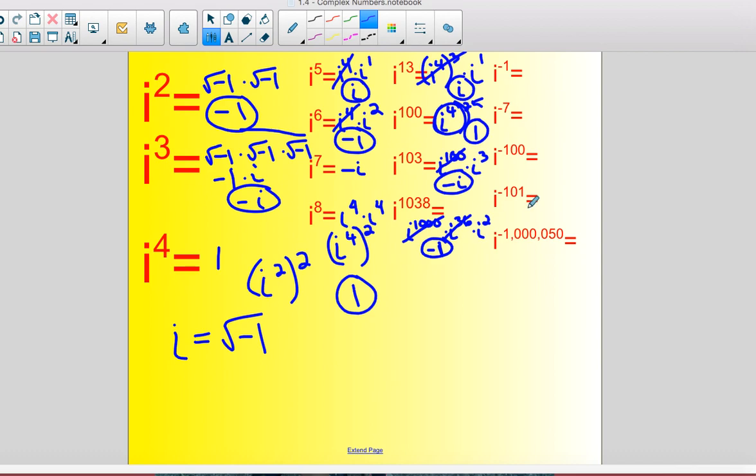Now with negative numbers, we do the same game, but with negatives, you kind of get thrown off. You still try and pick a number that's less than it, right? So when I did 103, I looked at i to the 100, which is smaller than 103. I don't want to go to i to the 104 and then go down to negative 1, because then i to the negative 1 can be confusing. Same thing here. I went to 1036, and then I just figured out what was left. So when I do i to the negative 1, I want to think of a number that's smaller than negative 1, just like 100 is smaller than 103. So I'm going to do i to the negative 4.